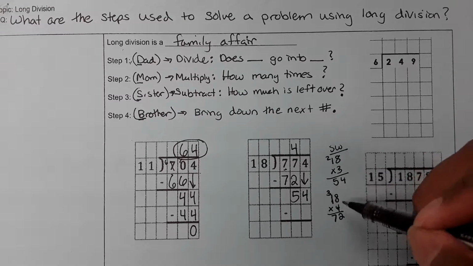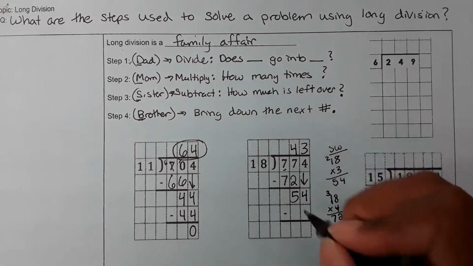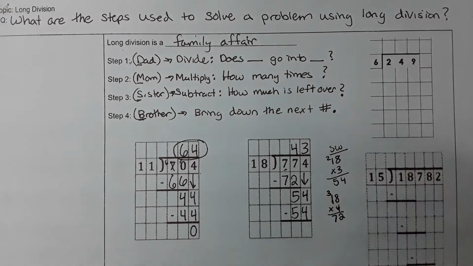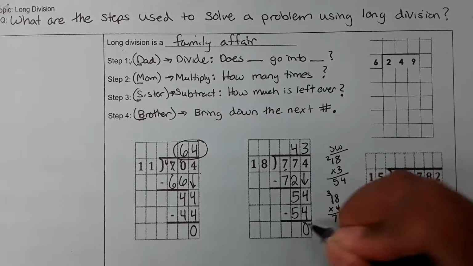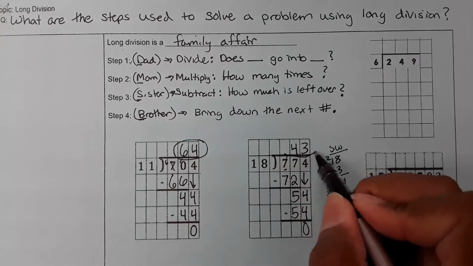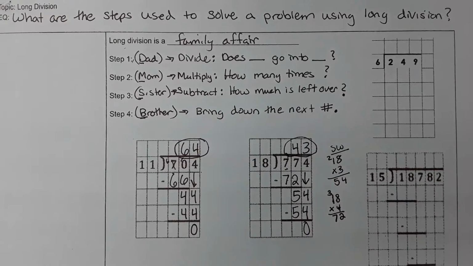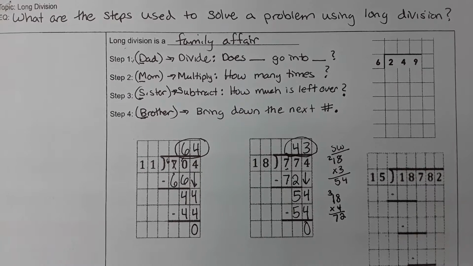18 times 3 is 54, so I know this 3 is going to go here. 54 is what I have down here. Subtracting, they match up. I have nothing left over. So my answer is 18 divides into 774 43 times. Perfect. All right, final one.